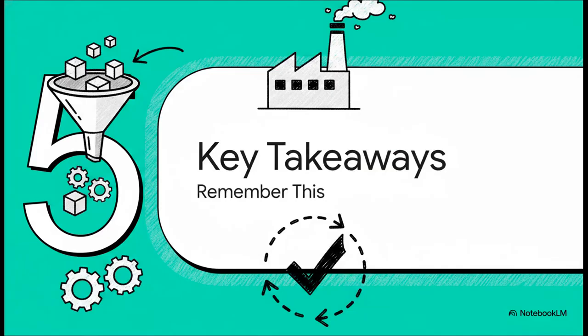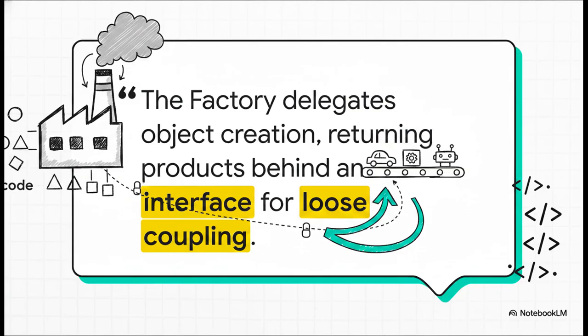All right, that was a pretty deep dive. So let's just boil it all down and quickly recap the absolute most important things you should walk away with. First, the whole point of a factory is to hide the messy details of creating objects. By returning an interface, it lets the rest of your code work with general concepts instead of specific concrete types. This is what we mean by loose coupling.